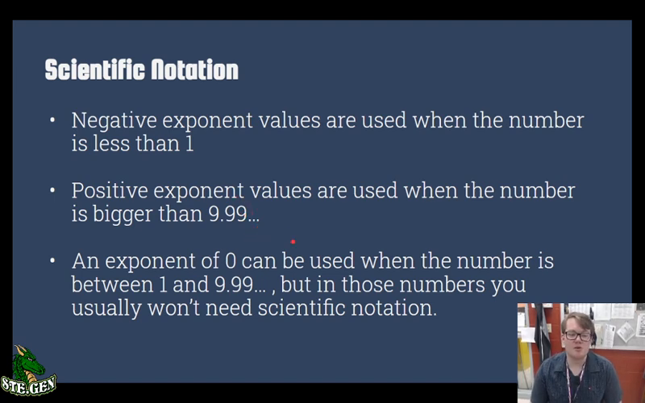And then if the number is between 1 and just below 10, anything above 1 and anything below 10, anything in that range, you get to use an exponent of 0. But normally you're not using scientific notation for those numbers. We will in this class a couple of times just because you want to get some practice with it, but in real life you're not really going to use those for that much.